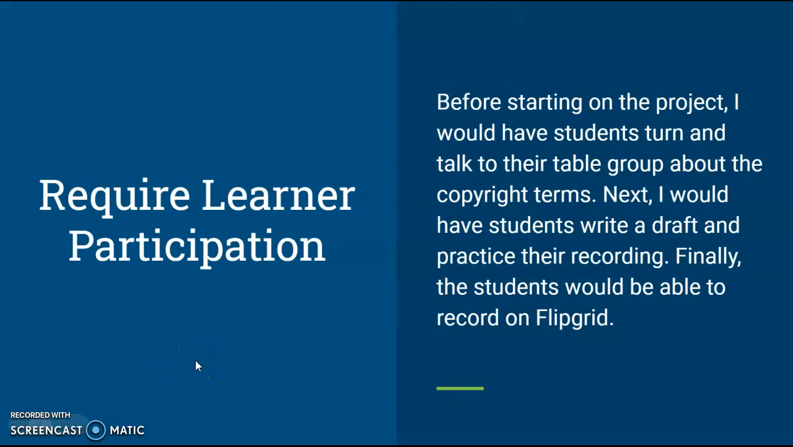When I just mentioned this, they would turn and talk to their table group about the copyright terms. I would have them write a draft to practice the recording. And finally, I would have the students record on their Flipgrid. To meet the diverse needs of the classroom, for my students who English is their second language, I would allow them to work with a partner if needed.